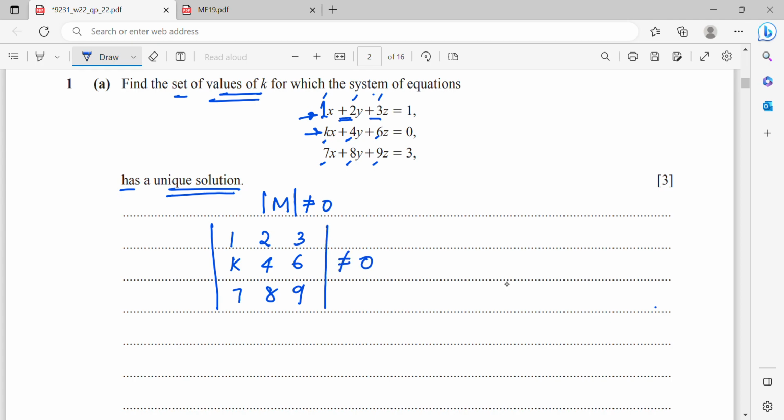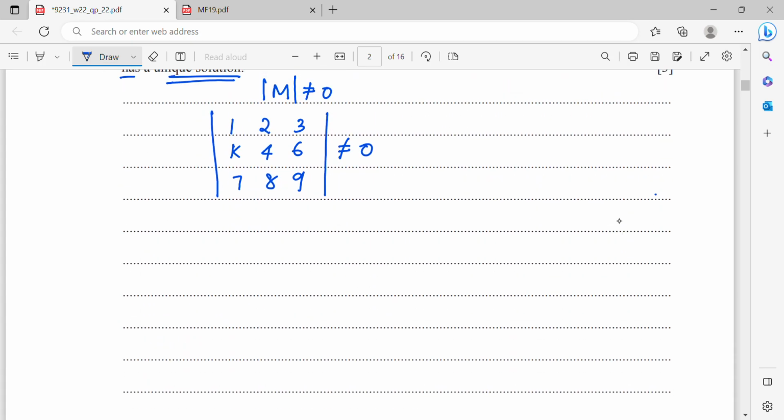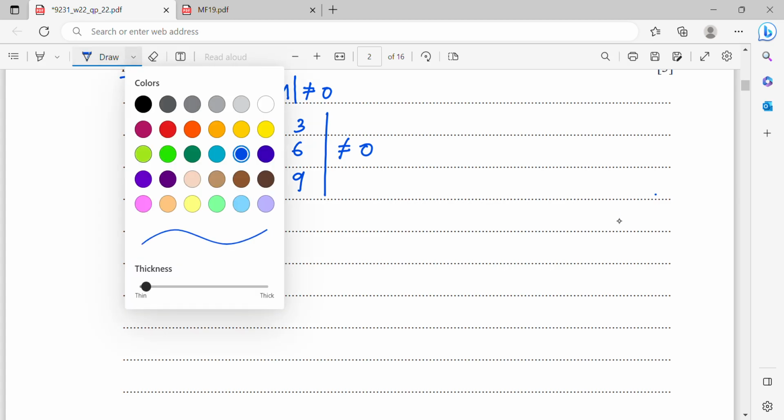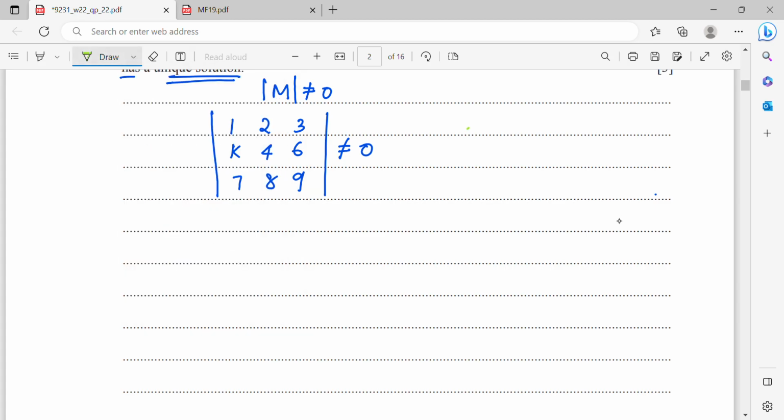So we just need to solve this equation, and then you'll be able to find k. Since this is the determinant of a 3 by 3 matrix, what we can do is fix the first row, and then consider the columns. For the first row, you need to label the signs first. The first sign will be plus.